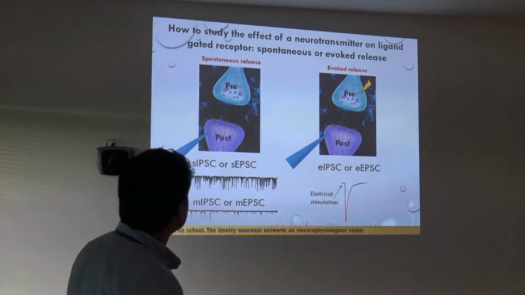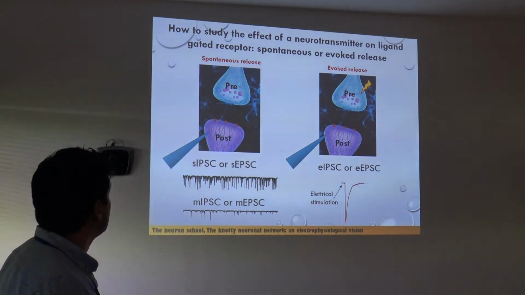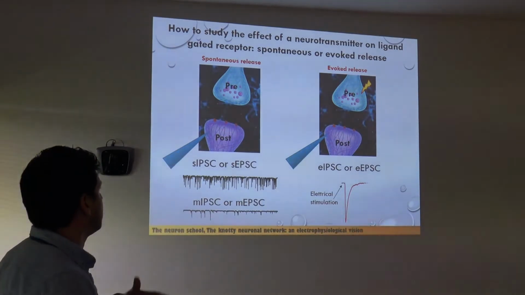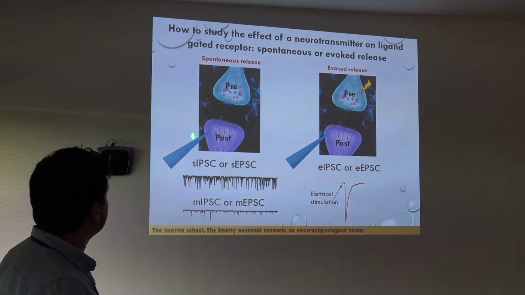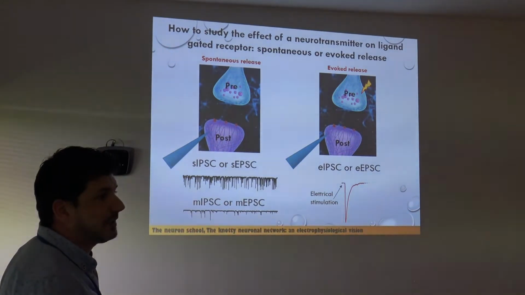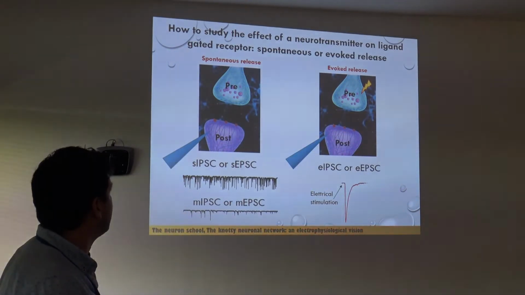So another interesting study that you can make with the patch clamp recording is to study the effect of neurotransmitter on ligand-gated receptors, spontaneous or evoked release. So you can record at postsynaptic level the spontaneous activation of postsynaptic receptors, maybe AMPA receptors or GABA receptors, that are activated by the spontaneous release of neurotransmitter from the presynaptic terminal, or you can evoke the release of neurotransmitter from the presynaptic terminal, and so you can record the resulting current after the activation of AMPA receptors or GABA receptors.